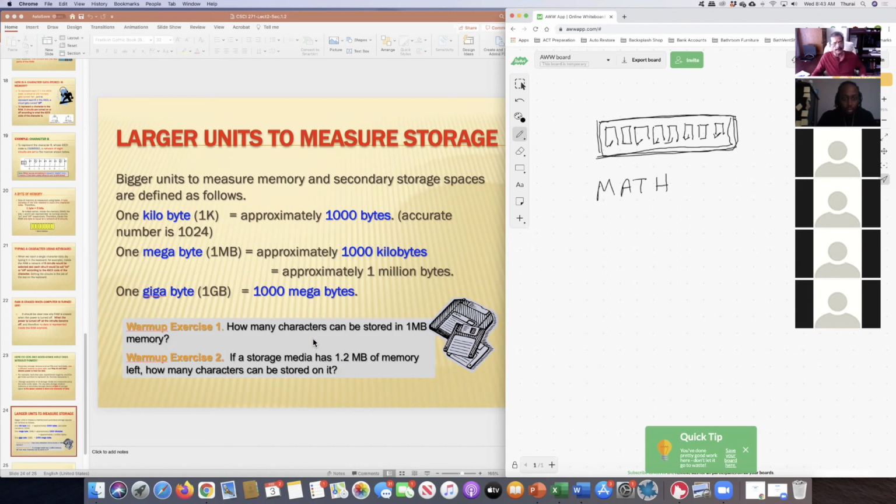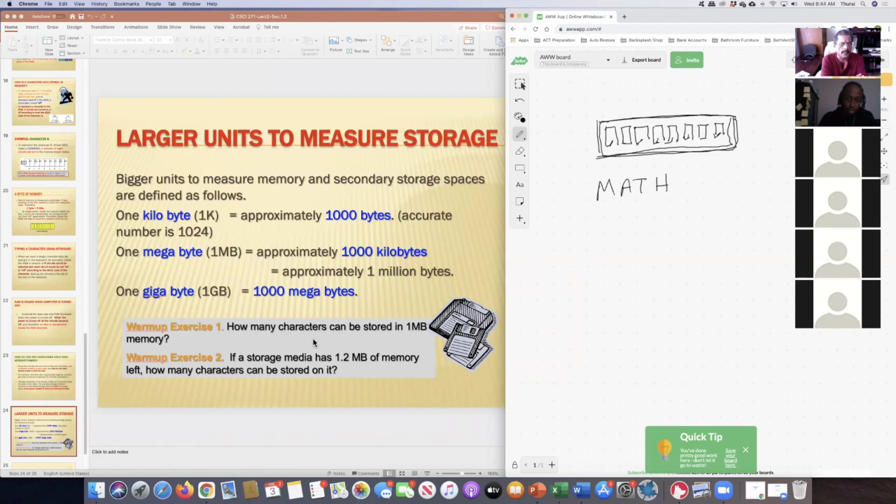So let's understand them. 1 kilobyte is equal to 1,000 bytes. The accurate number is 1,024. Everything is a power of 2, actually. But since it's almost equal to 1,000, we just use that 1,000. It's easier to work with 1,000. You don't have to use 1,024. So a kilobyte is 1,000 bytes.